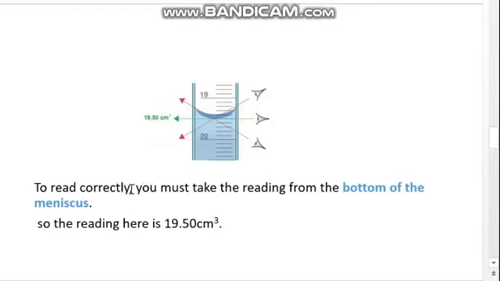To read correctly from the burette, you must take the reading from the bottom of the meniscus. This is the meniscus. The green line shows you the bottom of the meniscus. So the reading here is 19.50 cm³.